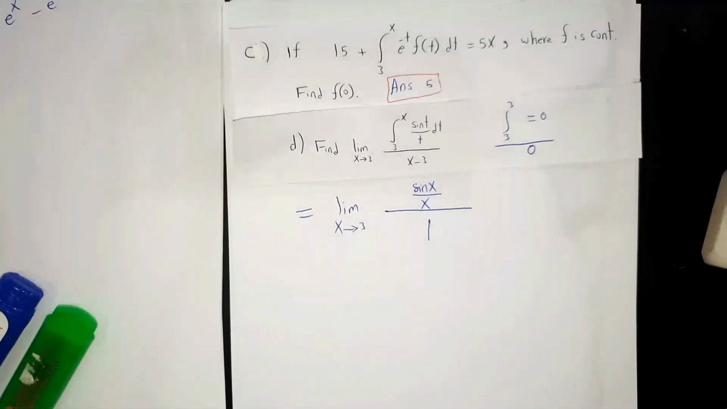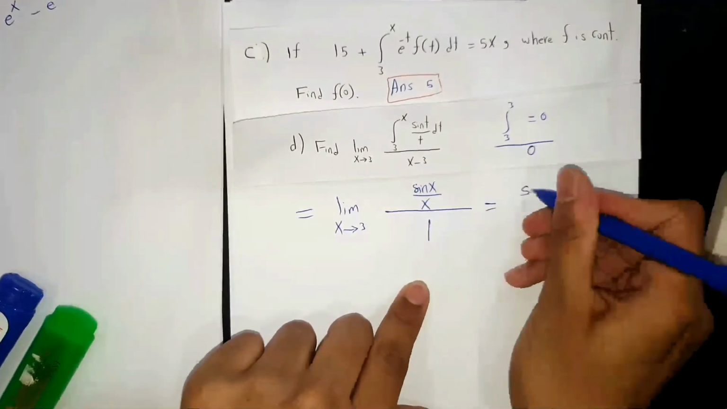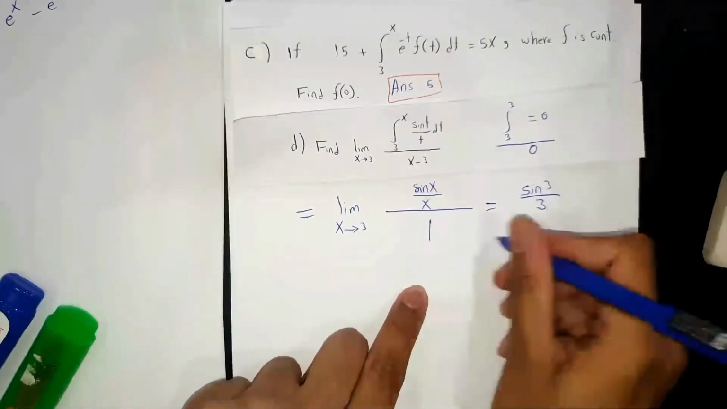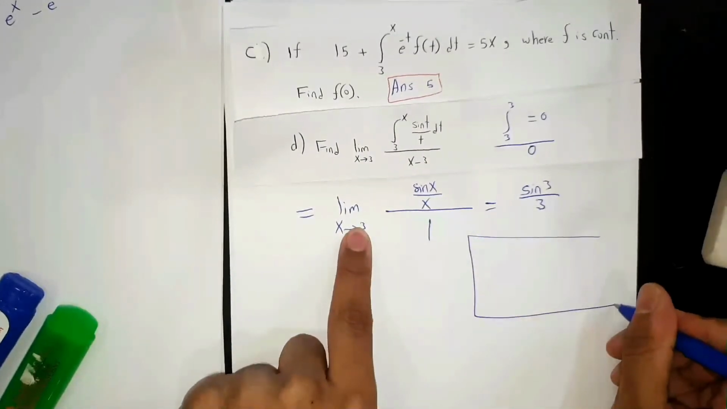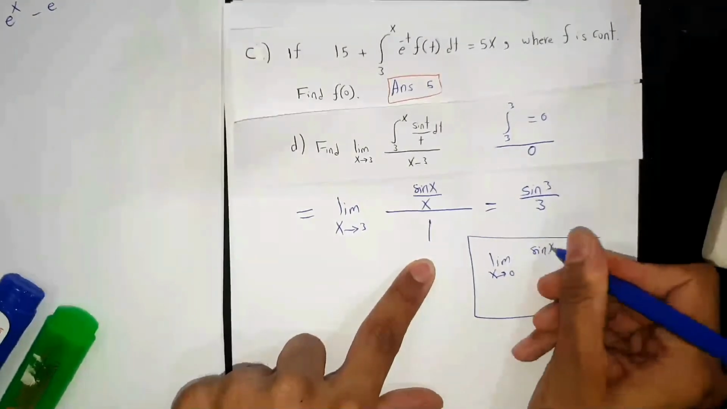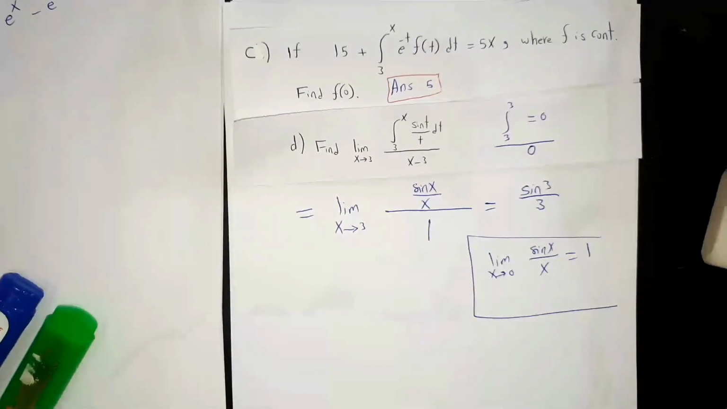And what do you think about this limit? Please answer me in the chat. Usually the students will say 1, but this is false. The correct answer is sine 3 over 3. What is the reason? Be careful, x goes to 3. If x goes to 0 like this, the answer for sure, yes, it is 1. But be careful here.